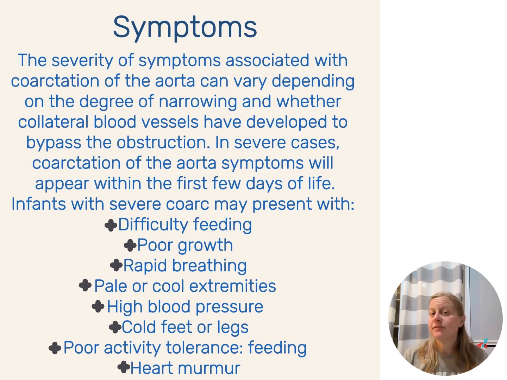These babies often have difficulty feeding, poor growth, rapid breathing, pale or cool extremities. Again, if we can't get the oxygenated blood to the lower extremities, you can imagine why they would be pale or cool. High blood pressure. A major point here is going to be the difference in the blood pressure between the upper extremities and the lower extremities. So if you're doing 4 extremity blood pressures, you're going to note differences there. Poor activity tolerance, so we already know that our baby's number one activity is to feed. So eating and breathing, sucking, swallowing, breathing is going to be difficult for them. And then, of course, they may have a heart murmur.